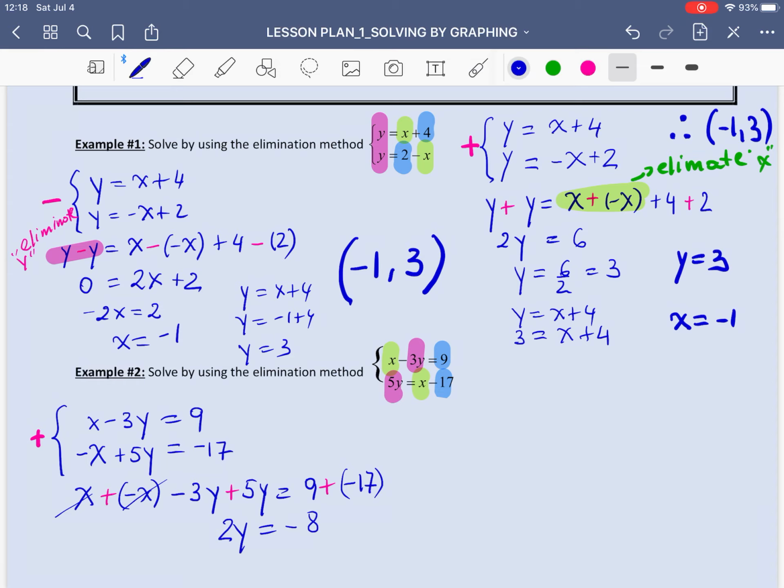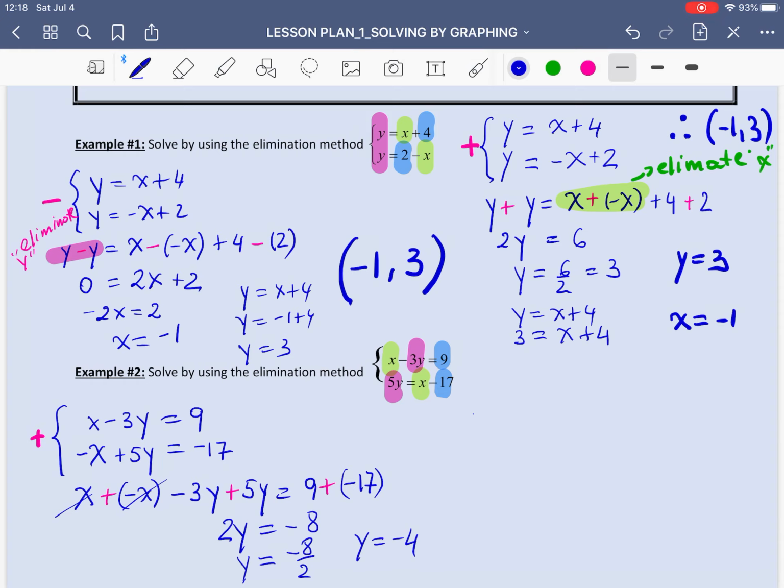And here we go again. y equals negative 8 divided by 2, or y equals negative 4. So y equals negative 4.